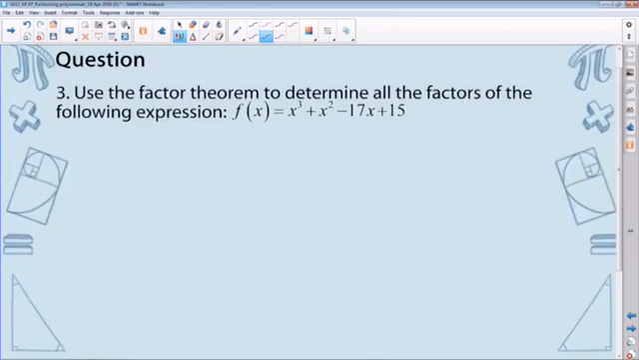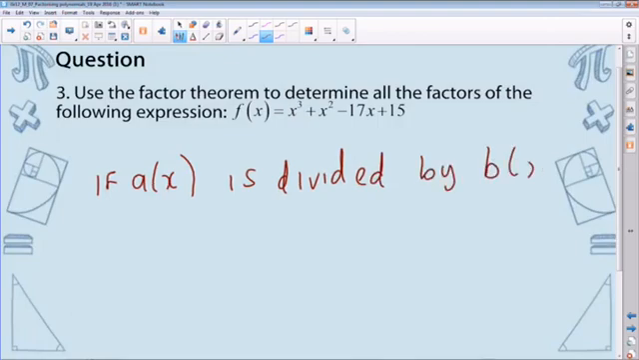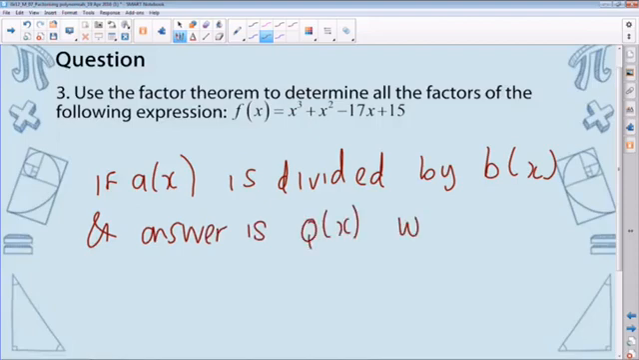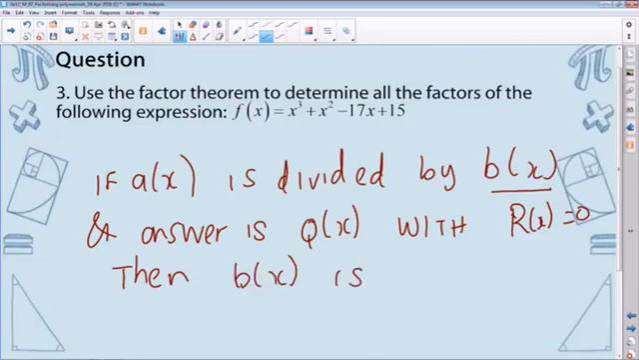So this is what we've said so far. If a of x is divided by another polynomial, b of x, and your answer, your quotient, is q of x with no remainder, so with your remainder R of x equal to 0, in other words, then we can say that b of x is a factor of a of x.